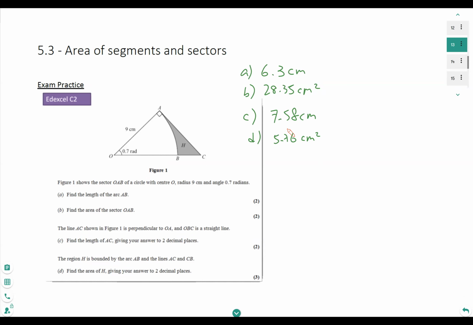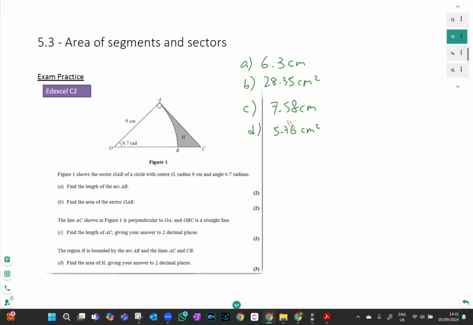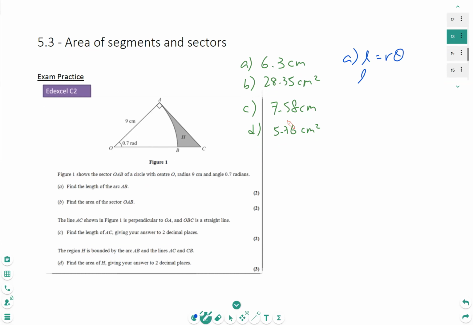Exam practice. Figure 1 shows the sector OAB with center O, radius 9, angle 0.7 radians. Question A, find the arc length. So arc length L equals r theta. So L equals 9 times 0.7, which is 6.3. Easy peasy. Part B, find the area of sector OAB. Sector is just asking you to write the formula. So area equals half r squared theta equals half times 9 squared times 0.7. Again, just a basic use of the formula, 28.35 centimeters squared.